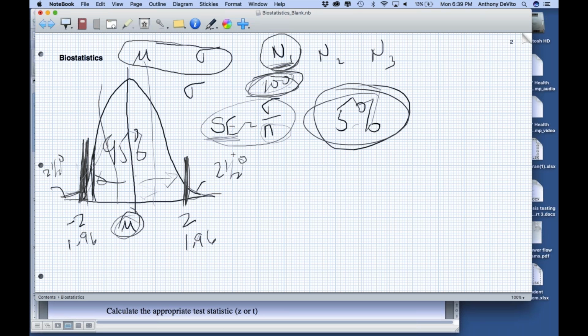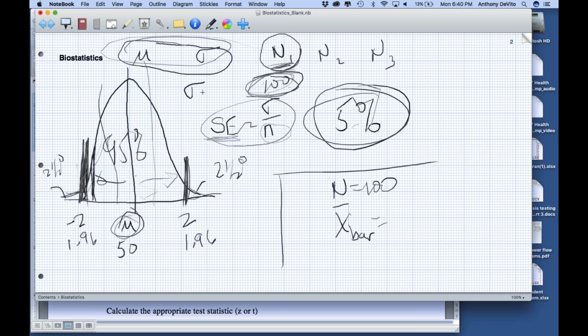Now, if I were to go out and take a random sample from another population, not from this specific population, and if I were to take a sample size of 100 from that population, and then calculate the mean, I'm going to call it X bar because it's a sample, right? I would calculate the mean, and I'm going to throw some numbers in here now so we can play with this a little bit. I'm going to call the mean 50. I'm going to call the standard deviation, let me change that a little bit, let me pick a nice number, I'm going to call the standard deviation 50.